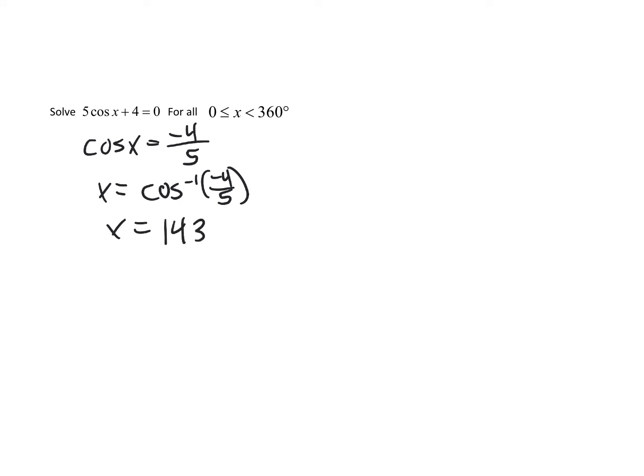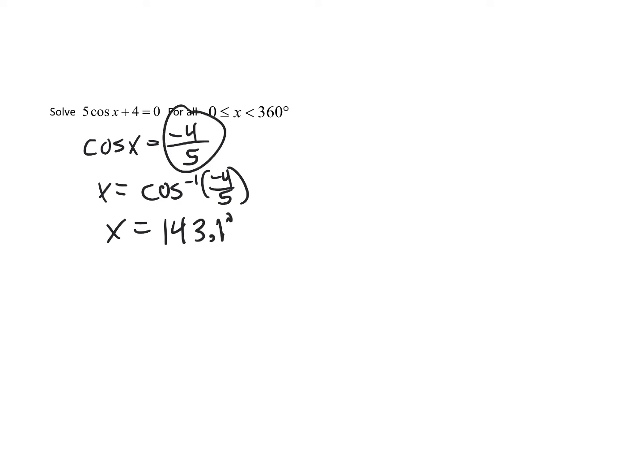Here, 5 cos x plus 4 equals 0. So rearrange to isolate cos x. So subtract 4, divide by 5. So x equals cos inverse of negative 4 over 5. We end up with 143.1 for our first x.